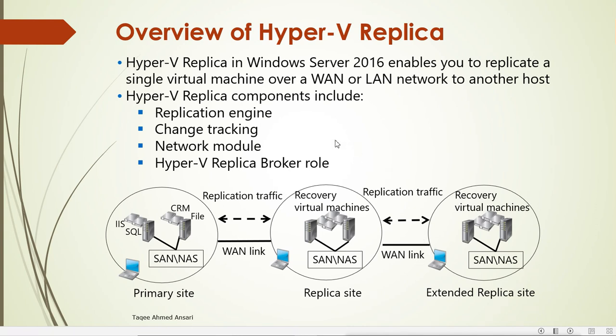These are the components for Hyper-V Replica. We have a replication engine, then we have change tracking, network modules, and the Hyper-V Replica Broker role. So we need all of these things. The replication engine manages the change tracking, like whatever changes happen in the primary virtual machine are going to be updated on the virtual machine replica. Network modules are needed to replicate these changes or information from one server to another server. And also the Hyper-V Replica Broker role, which manages all this.